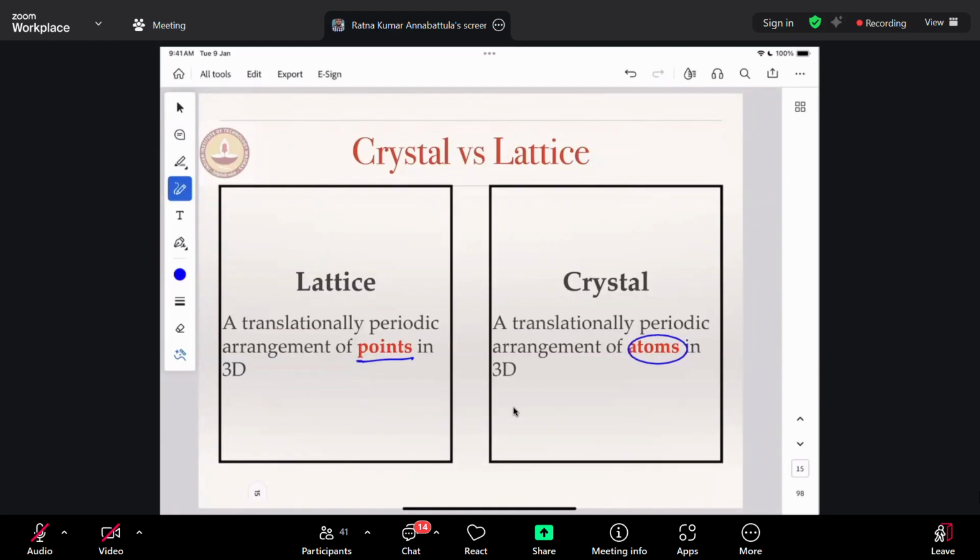So lattice is only a geometric concept. And if these points that you are identifying are occupied by atoms, then it is called a crystalline solid: occupied by atoms of iron, atoms of gold, atoms of silver, crystalline gold, crystalline silver, crystalline iron, crystalline copper. What is the meaning of that? The lattice points are occupied by that particular element or particular atom. Okay.